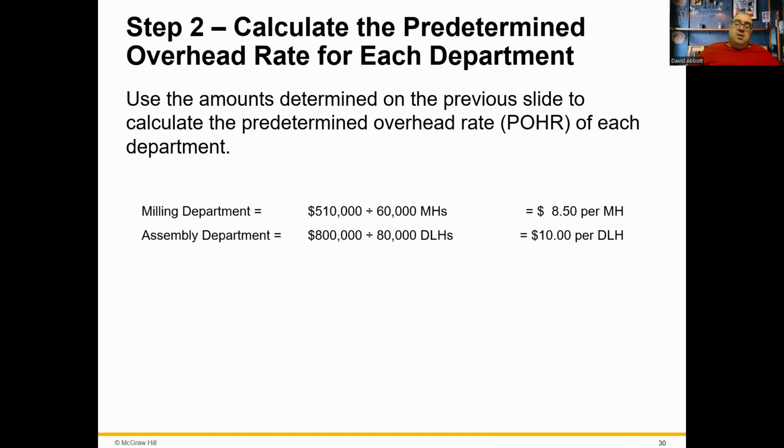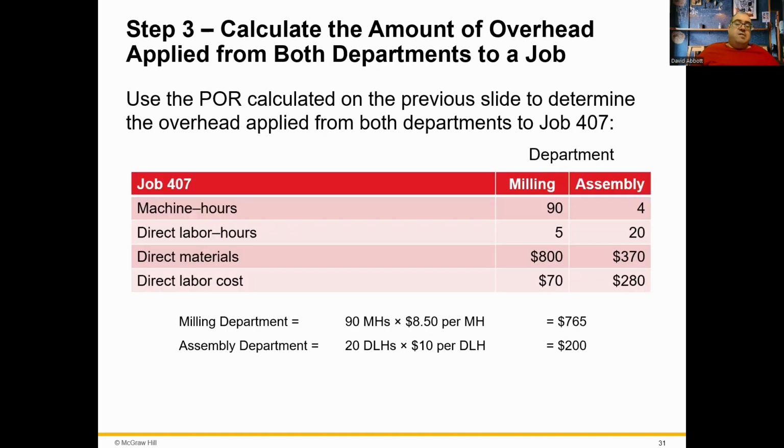So we're going to take that cost that we figured out in step one, divide it by how many hours there are, so either the machine hours or direct labor hours. And that gets us how much per machine hour and how much per direct labor hour for each process.